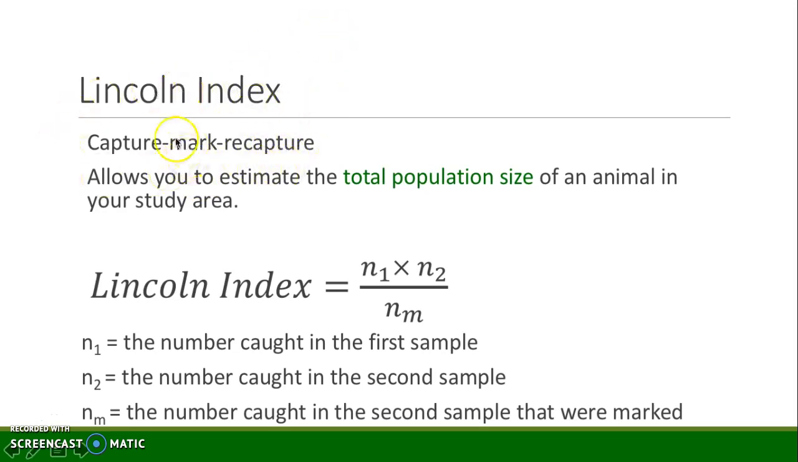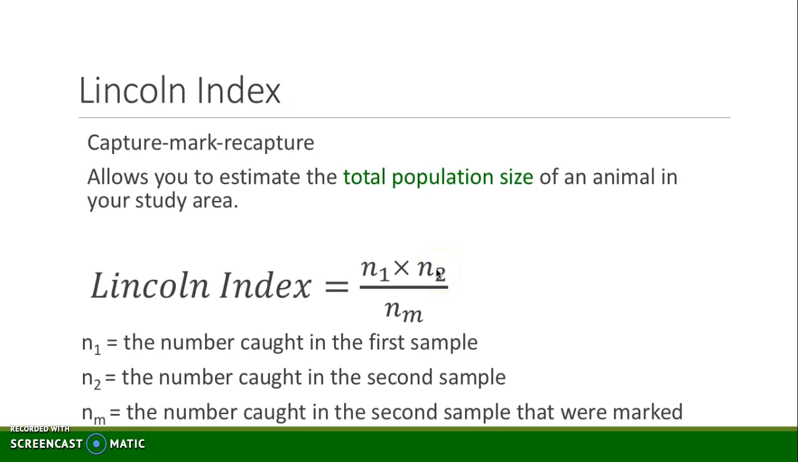So here we're going to get three different important numbers. Every time you do this, you have to count the number that you caught in the first sample. So the first time you went out and caught some of the organisms, N1 is the number of organisms you caught. Then you release them right after they're tagged, and you see what happens. N2 is the number of organisms you caught in the second round.